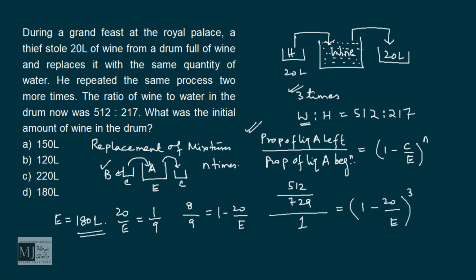What was the initial amount of wine in the drum? 180 liters. Stick to the replacement of mixtures, and this is not it. This is just type 1 of replacement of mixture. To watch more types on replacement of mixture, we have a video on it. I shall again request you to go and properly watch that video to dwell deeper into these concepts, which will come very handy while solving these questions.